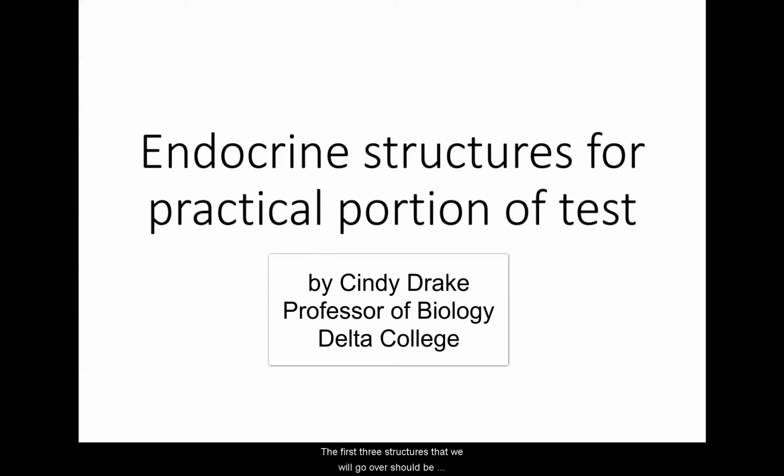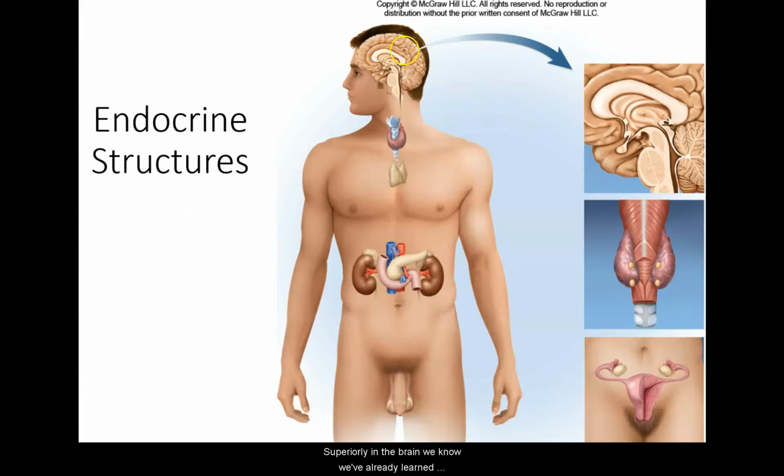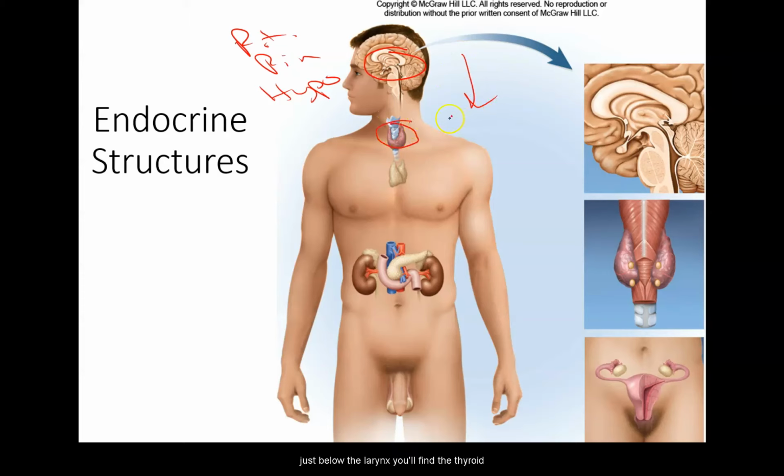The first three structures that we will go over should be familiar to you from the nervous system. I do recommend learning these structures from superior to inferior, as it will also help you to reinforce their relative locations within the body. Superiorly in the brain, we've already learned three structures here: the pituitary, the pineal gland, and the hypothalamus. As you move down the body, just below the larynx, you'll find the thyroid and the parathyroid.